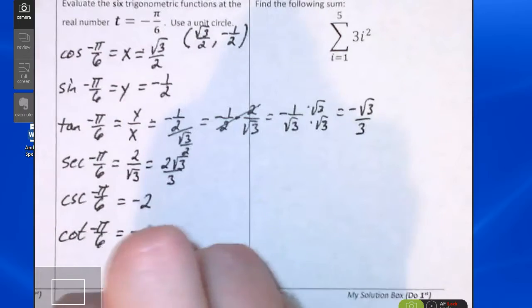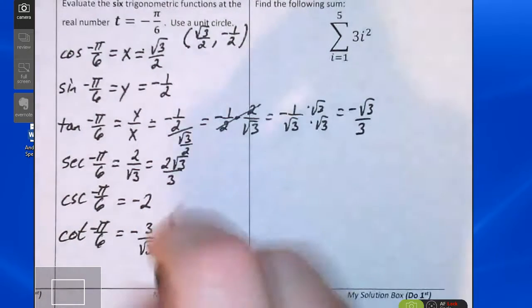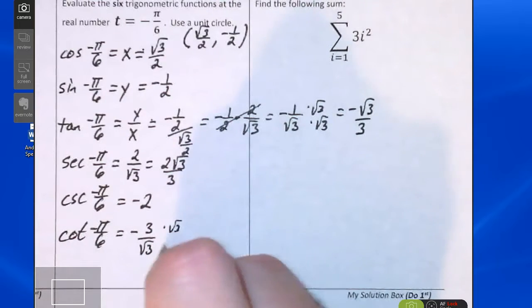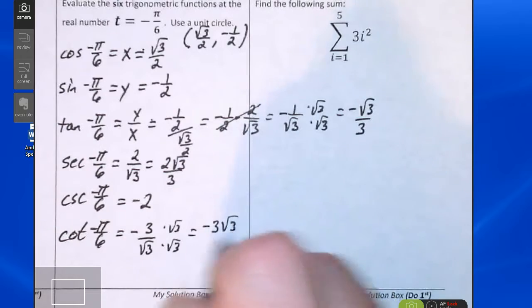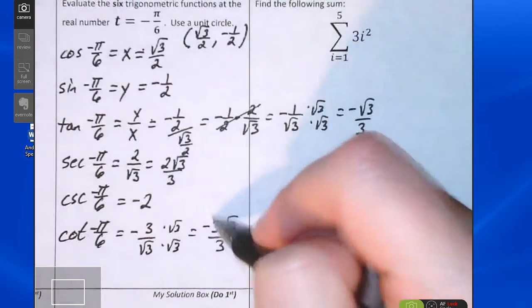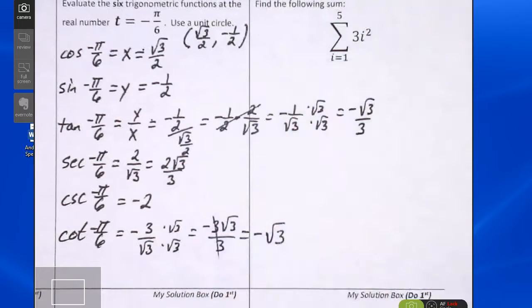This would be negative 3 over the square root of 3, which we can then rationalize. Multiply top and bottom by the square root of 3. This is negative 3 square root of 3 all over 3. Cross cancel those, and we're left with negative the square root of 3.